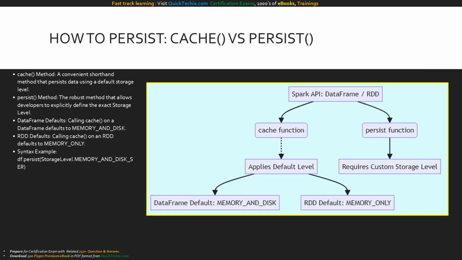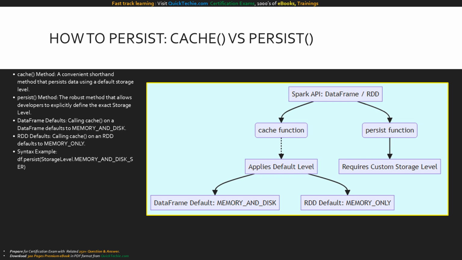Now that we understand the why, let's look at the how. In the Apache Spark API, you have two primary methods to save your data state: cache and persist. Think of cache as a convenient, developer-friendly shortcut. When you simply call df.cache, you are actually invoking persist under the hood with a pre-configured default storage level. It is crucial to know that for data frames and datasets, this default is memory and disk. However, for the older legacy RDD API, the default is memory only.